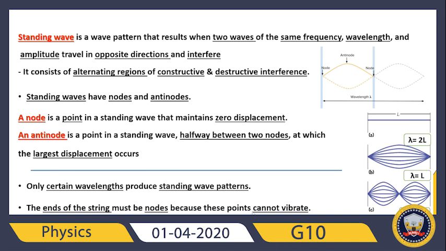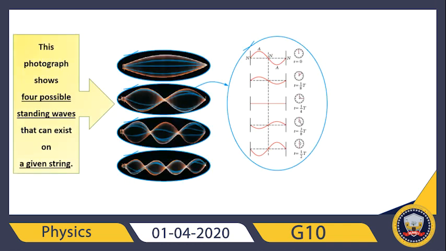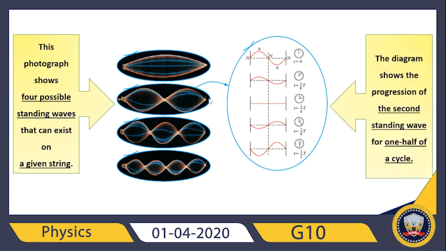Okay, so this is about the standing wave. Another example. On the left side, this picture shows 4 possible standing waves, like the previous ones, but here the 4th one is a new one. These are 4 possible standing waves that can exist on a given string, and on the right side, just the second one, showing the progression of the second standing wave over half a cycle.